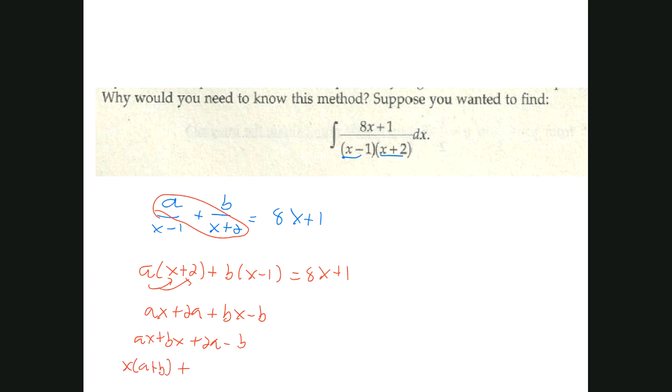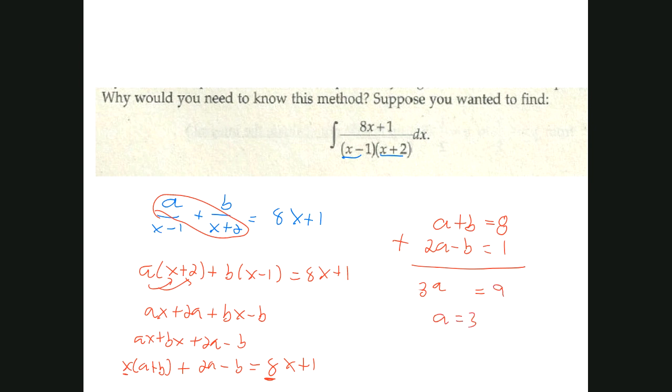All right. So now I know that A plus B has to equal 8 because that's in front of the x term, right? This is the x term. So I've got A plus B has to equal 8. And I also know that 2A minus B has to equal 1. Now I have a system of equations. The addition method for this one works really well because the B's are going to just cross out. So I'm going to be left with 3A is equal to 9, A is equal to 3. If A is equal to 3, 3 plus what equals 8? Well, B must equal 5.